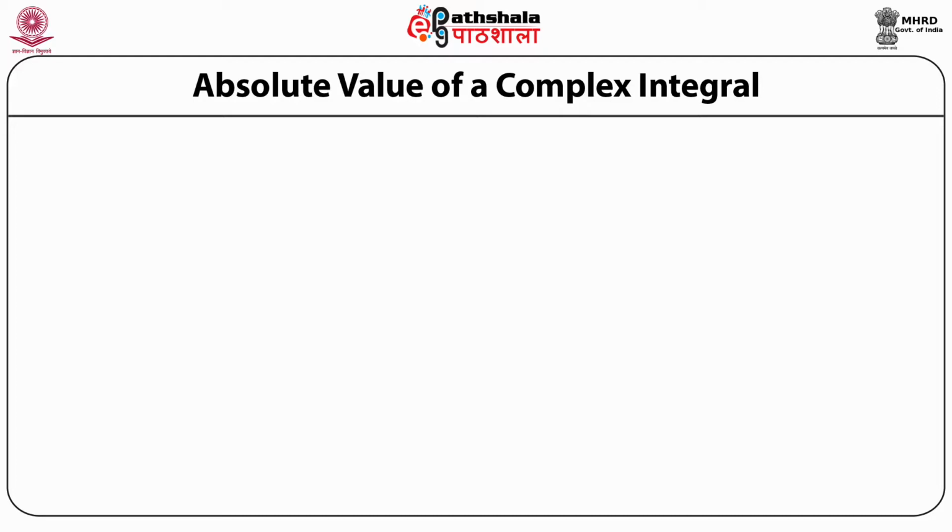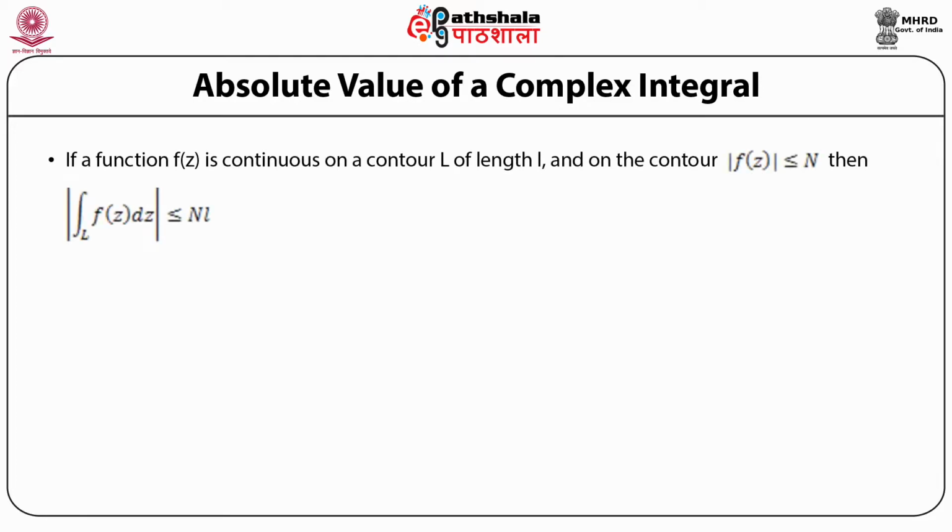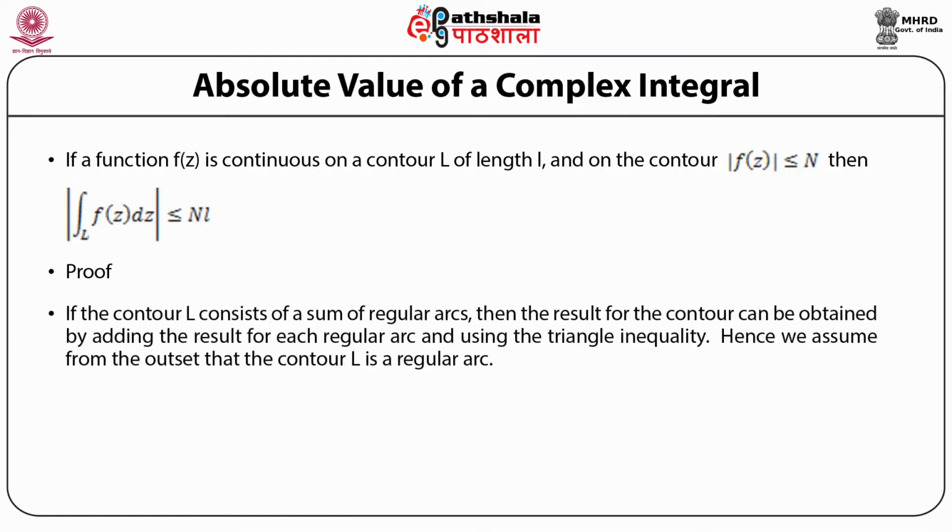Absolute value of a complex integral. If a function f(z) is continuous on a contour L of length L and on the contour mod of f(z) is less than or equal to N, then mod of the integral along L of f(z) dz should be less than or equal to NL. Proof: if the contour L consists of a sum of regular arcs, then the result for the contour can be obtained by adding the result for each regular arc and using the triangle inequality. Hence, we assume from the outset that the contour L is a regular arc.